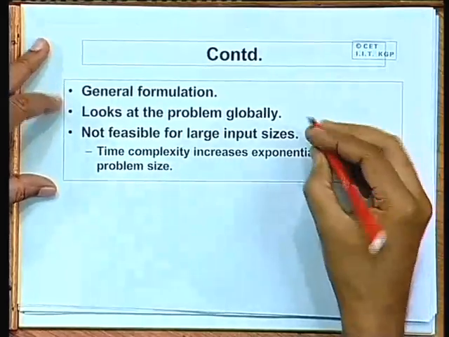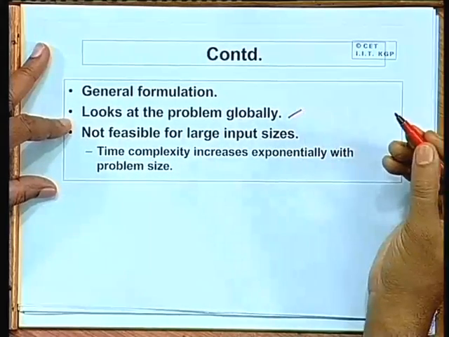Now the advantage of the ILP formulation is that we are looking at the problem globally and we are trying to get a solution parallelly. But as I just mentioned, this is not a feasible solution for large input sizes. So only for small sub problems you can use this to get an optimal solution or a very good solution.